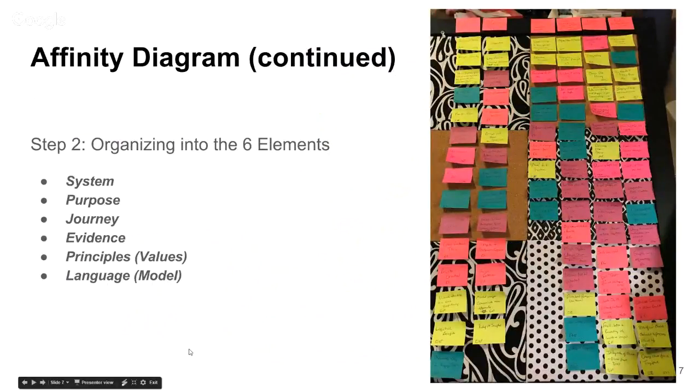Step 2 of the affinity diagram consisted of organizing the data into the 6 element categories. The elements, as you can see on the slide, are system, purpose, journey, evidence, principles or values, and language or model.